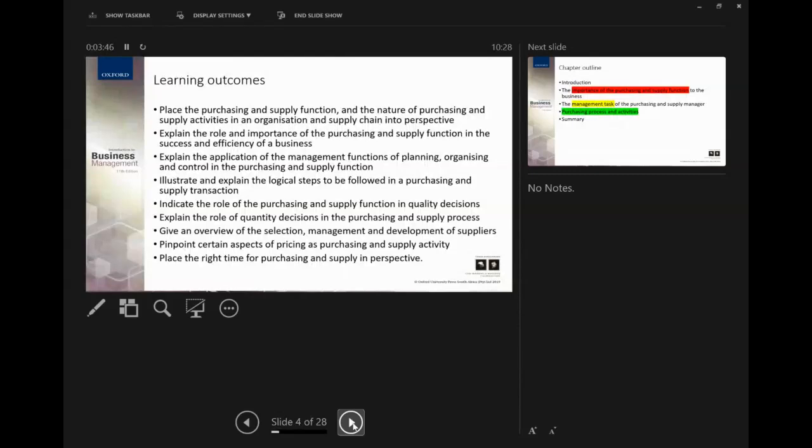Okay, so the learning outcomes. Place the purchasing and supply function and the nature of purchasing and supply activities in an organization. Explain the role and importance of the purchasing and supply function in the success and efficiency of the business.